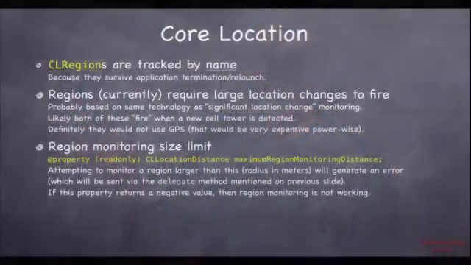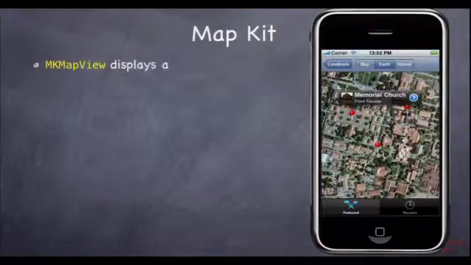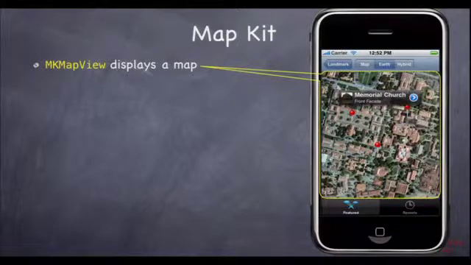All right, the regions. I'm not going to talk a lot about the regions. These CL regions, which is how you specify a region, are tracked by name, again, because they have to survive launching and relaunching, and you can control the limits of it, etc. So that's Core Location. Okay, that's basic locations.